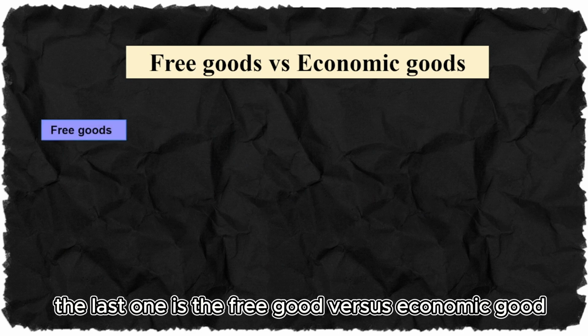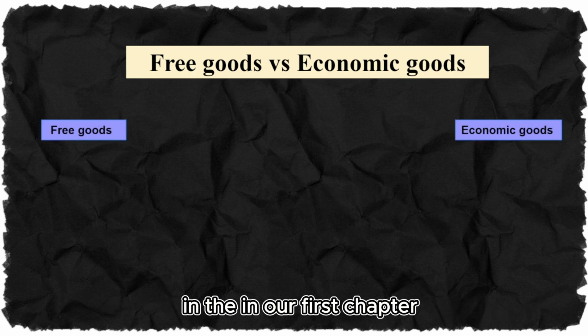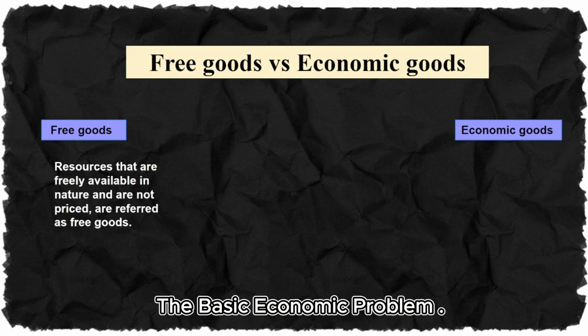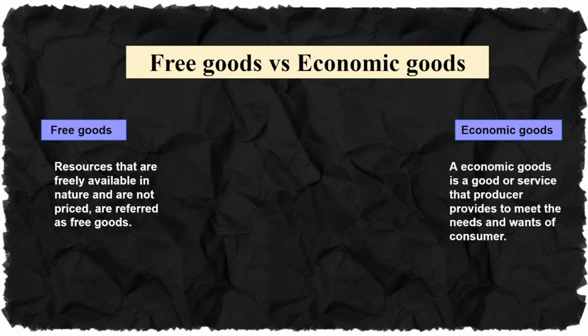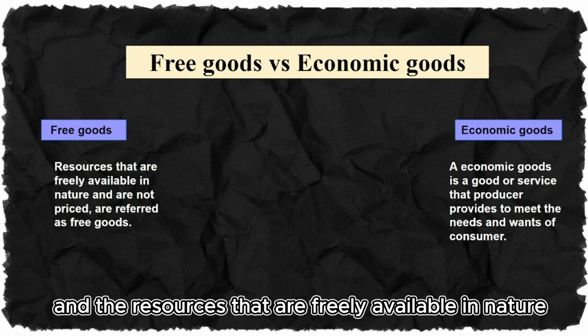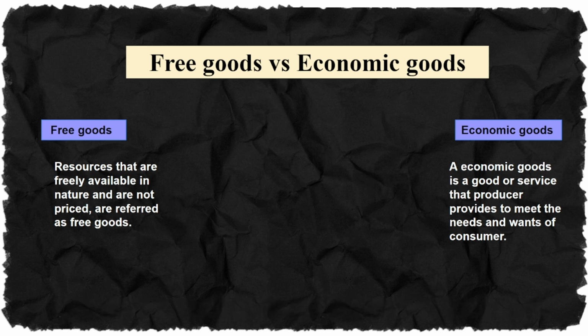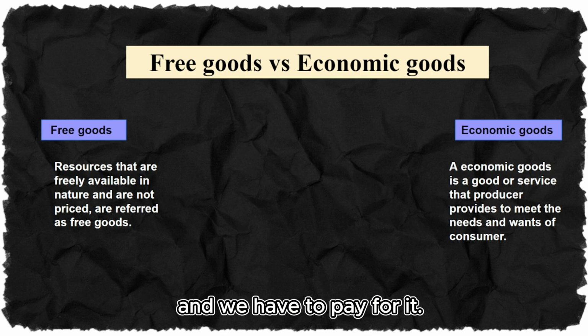The last one is the free good versus economic good in our first chapter, the basic economic problem. What is free good? The resources that are freely available in nature and are not priced are referred to as free good. On the other hand, economic good is a good or service that a producer provides to meet the needs and wants of consumers, and we have to pay for it.